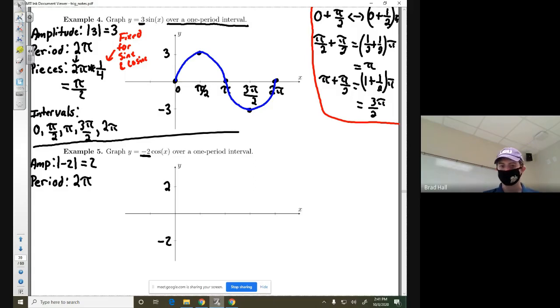Okay, next thing we did, we looked at the pieces. So what the pieces say, take your period, multiply by 1/4. That's a fixed value. You're splitting up the whole period into quarters. That's what you're doing. And so we get a familiar number. It's pi/2 again. So naturally, the intervals are going to be the exact same.